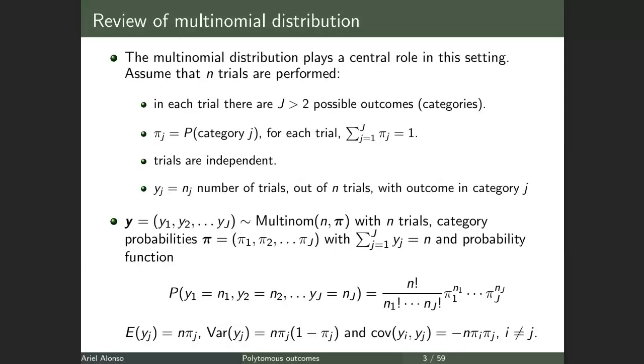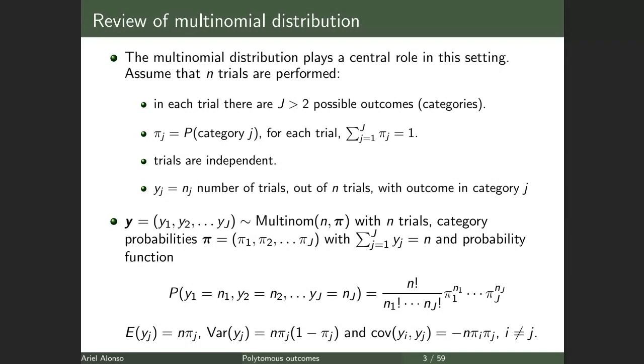Now, the logistic regression model was based on the binomial distribution, and these extensions we are going to study today are based on a multinomial distribution. A multinomial distribution is an extension of the binomial distribution. What is the multinomial distribution?